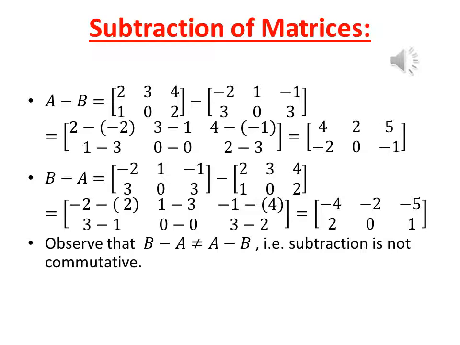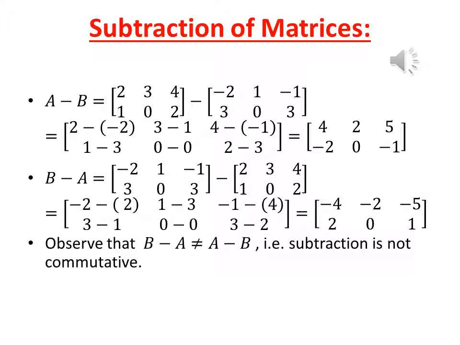If I make the inverse, B minus A: B first, negative 2, 1, negative 1, 3, 0, 3, minus A, what's A? 2, 3, 4, 1, 0, 2. What's the result? The result is negative 4, negative 2, negative 5, 2, 0, 1.